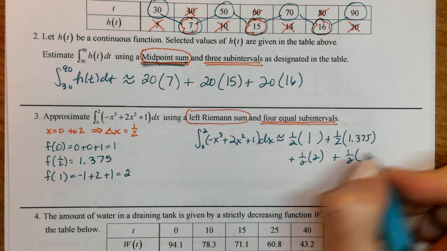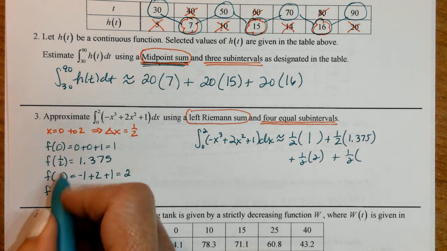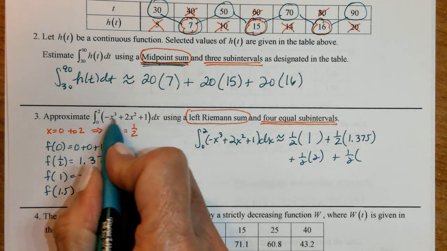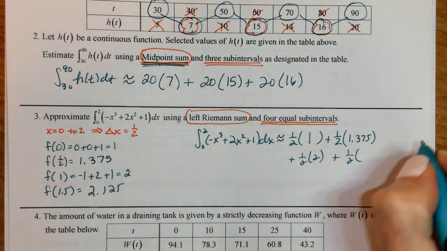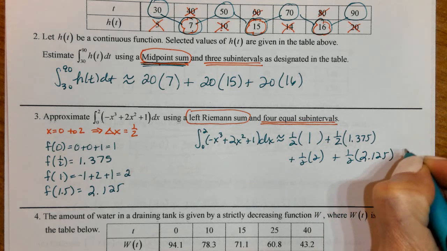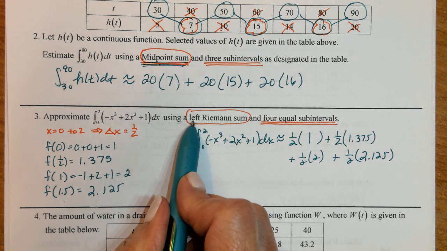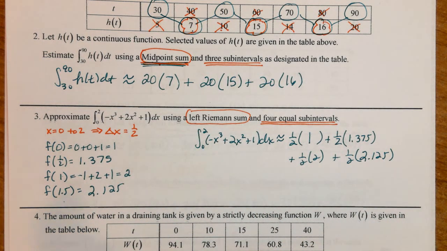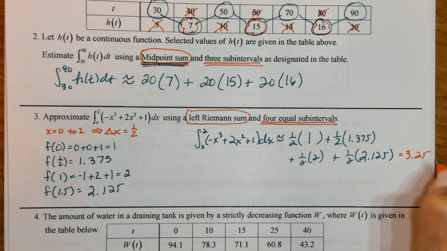And then we have one more to get, and that will be when x is a half higher. So 1 plus a half is 1.5, and if we put that in for x, we get 2.125. So that last height is 2.125. And we do not need to find f of 2 because we're using a left Riemann sum. That would be the rightmost height, and we don't use that for a left Riemann sum. So this is our answer. Now, FYI, we wouldn't add this up; we would stop here and be done, okay? But FYI, this is 3.25.